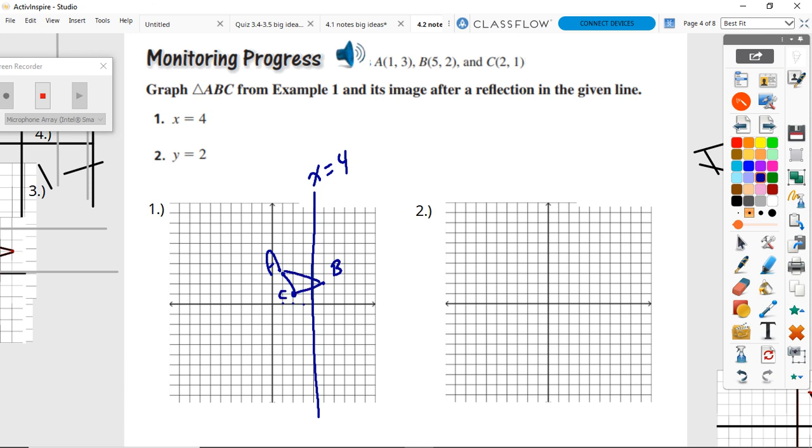And now reflecting across the line x equals 4. So now A is 1, 2, 3 units, so go 1, 2, 3 units. Give me A prime. B is 1 on this side, so B prime is going to be 1 on this side. C is 2 to the left, so I'm going to go 2 to the right for C prime. All right, so it should look a little something like that. And the next one, we got y equals 2.